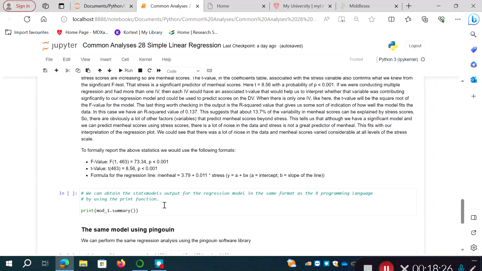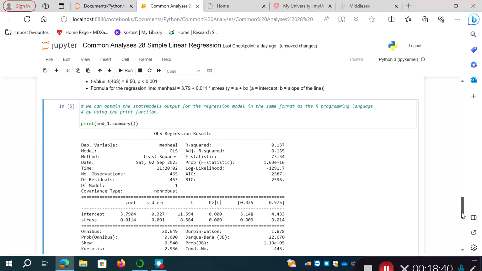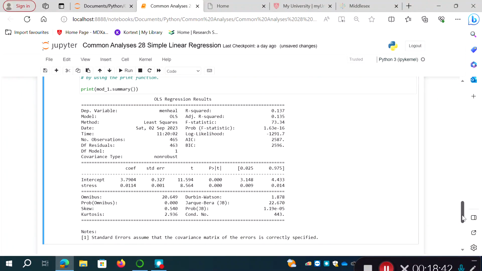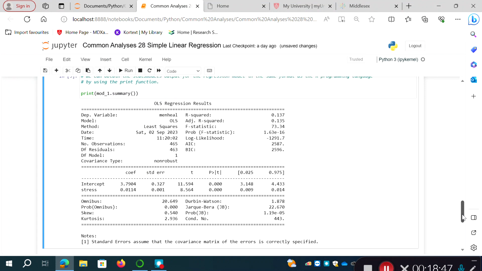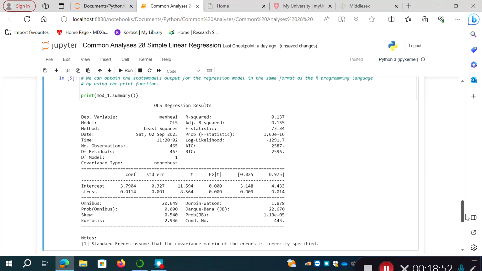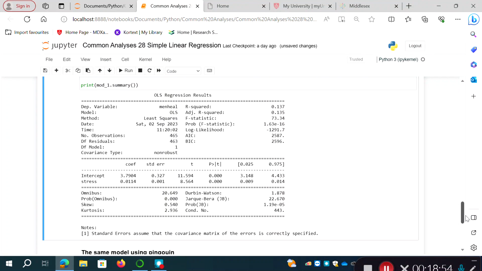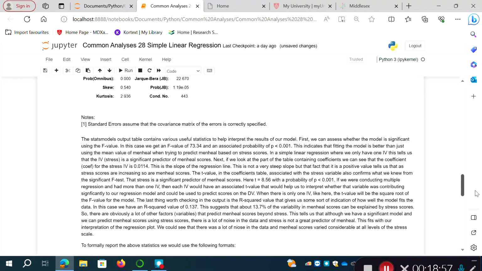If we take model1.summary and put that in parentheses as part of a print statement, it will give us the same output, but formatted in the same way as you get if you run this kind of analysis in R. So it looks like that. This is exactly the same output as we got above, but in the style of the R programming language. Okay, so that's statsmodels simple linear regression.